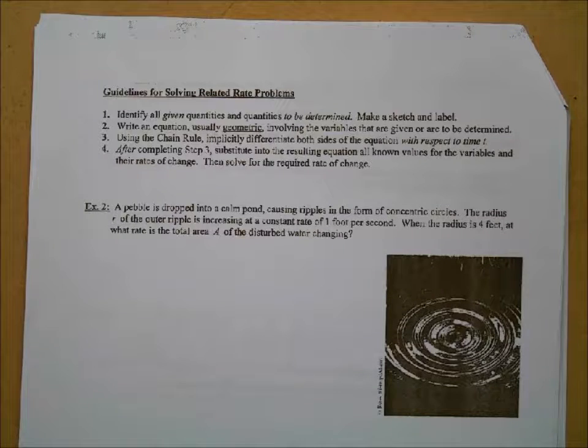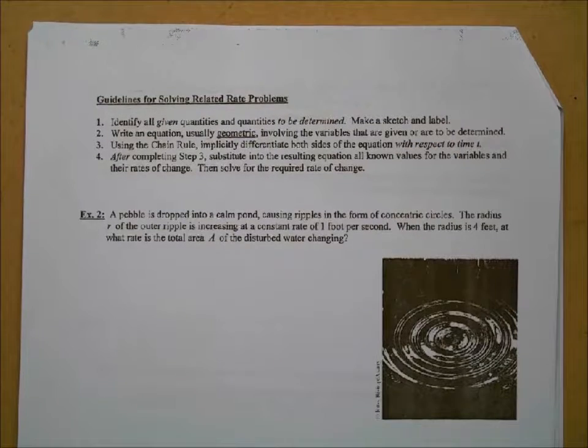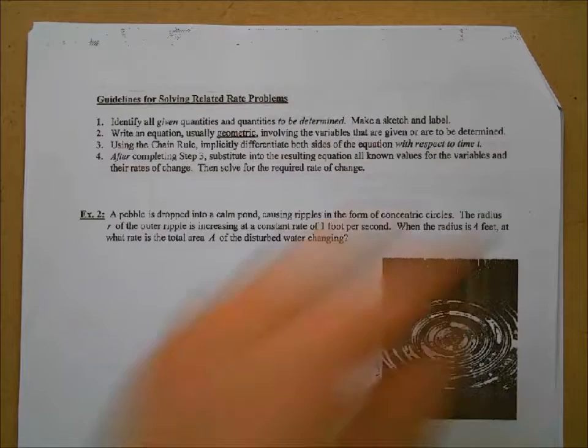Number 3, once we've got that relationship between the variables, we're then going to take the derivative to relate the rates of those variables, the rates of change. That's always with respect to time t, because we're measuring things with respect to time here. And then finally, step 4, after you've taken the derivative, you're going to plug in your known values, and then of course solve for the required rate of change. And we want to make sure that we are giving correct units there. So, just to refresh our memory.